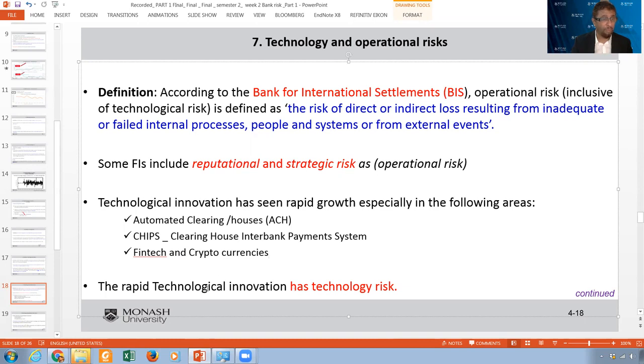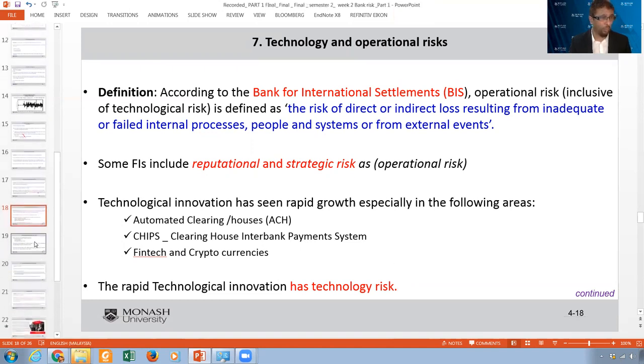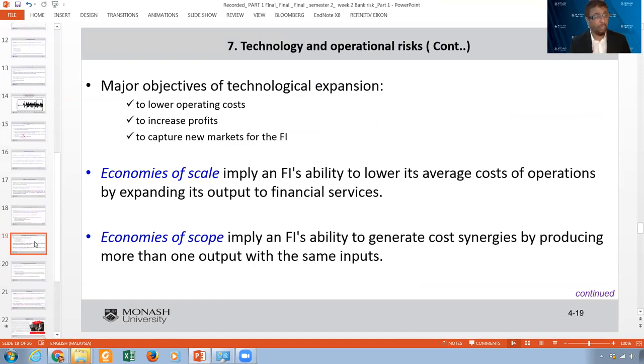So technology innovation has technology risk. This is when you invest huge amounts in technologies, and then you obtain the wrong systems or systems that become obsolete very fast.